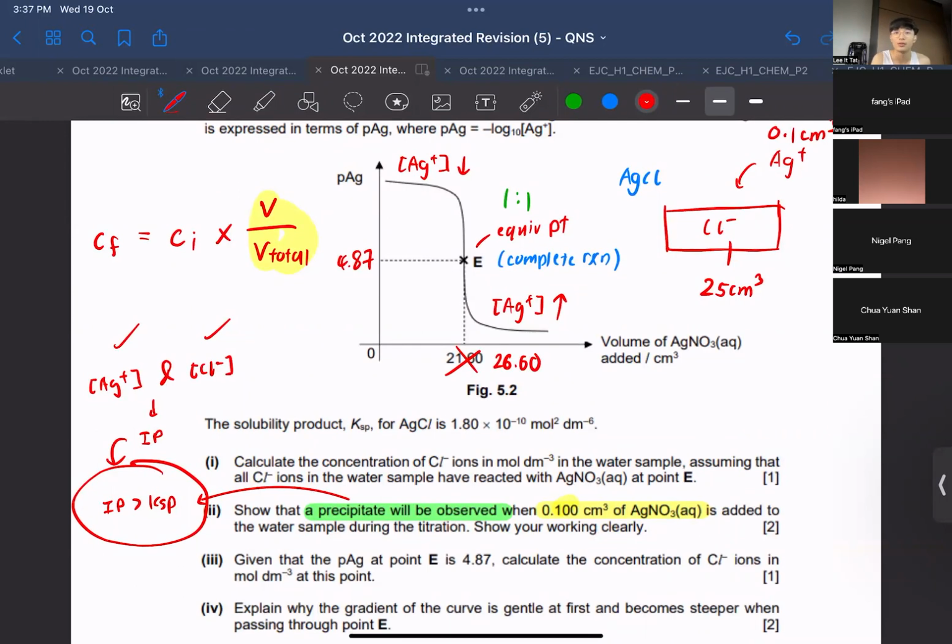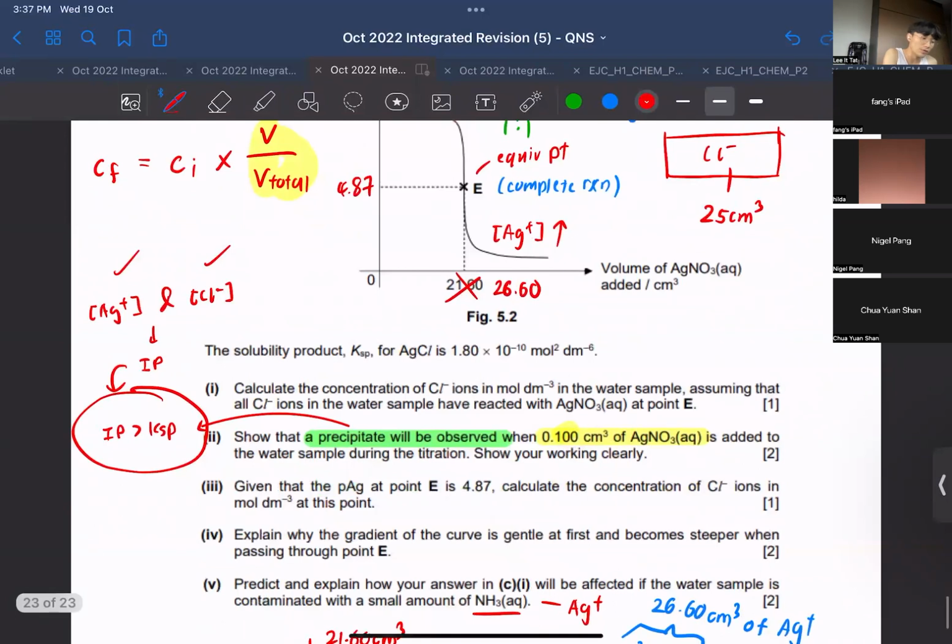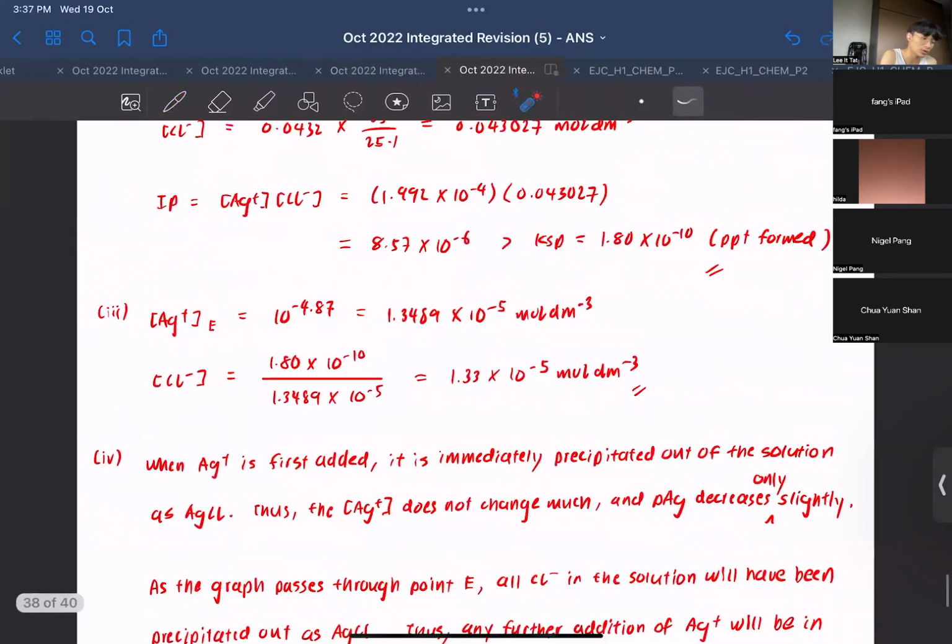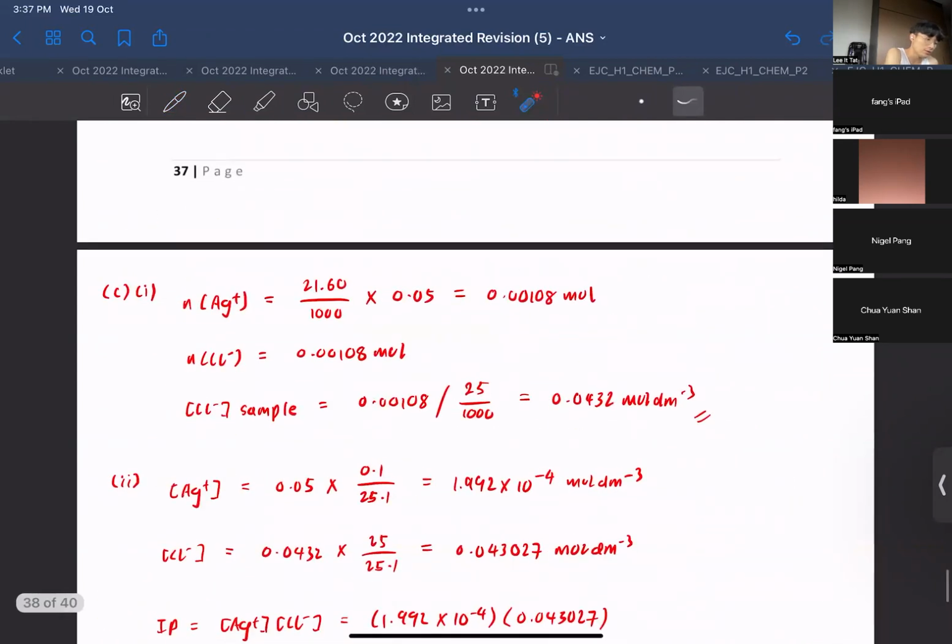which is wrong, right? So since your volume of Ag plus is higher than expected, how does that affect your answer in part 1? Okay, let's go back to part 1, right? If this is a larger value, then clearly this is a larger value. And then if this is larger, your concentration will also be greater than expected. So that's the answer to this question.